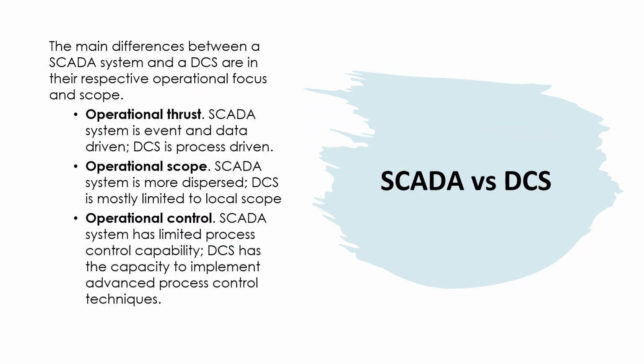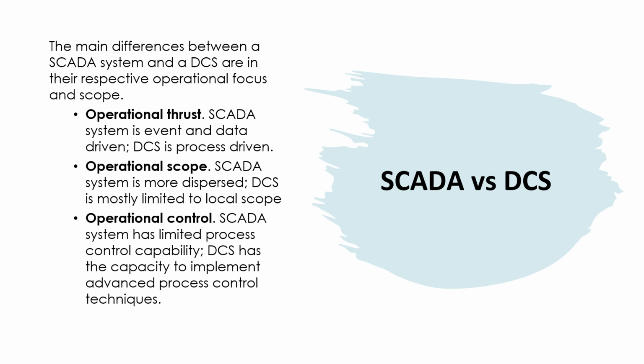The main differences between a SCADA system and a DCS are in their respective operational focus and scope. On operational thrust, a SCADA system is event and data driven. DCS is process driven. On operational scope, a SCADA system is more dispersed, spanning multiple geographical locations. DCS is mostly limited to a local environment, such as a factory or manufacturing floor.